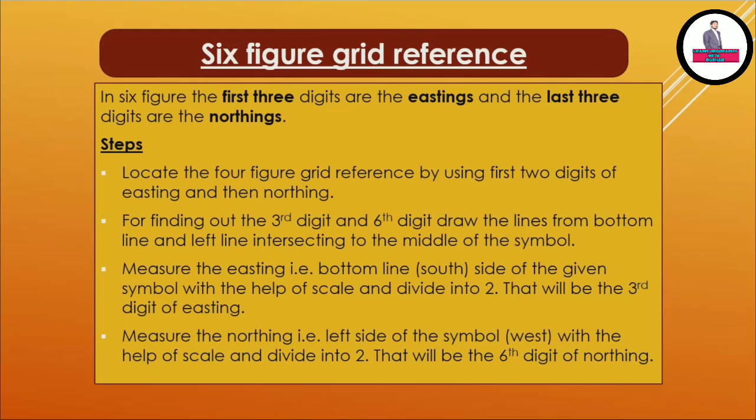The next one is measure the northing, the left line, that is to say the left side of the symbol, that is west side of the symbol, with the help of scale, and where the symbol is again intersecting with the lines between the 2 centimeters, you need to count it and divide by 2. That will be the sixth digit of northings.